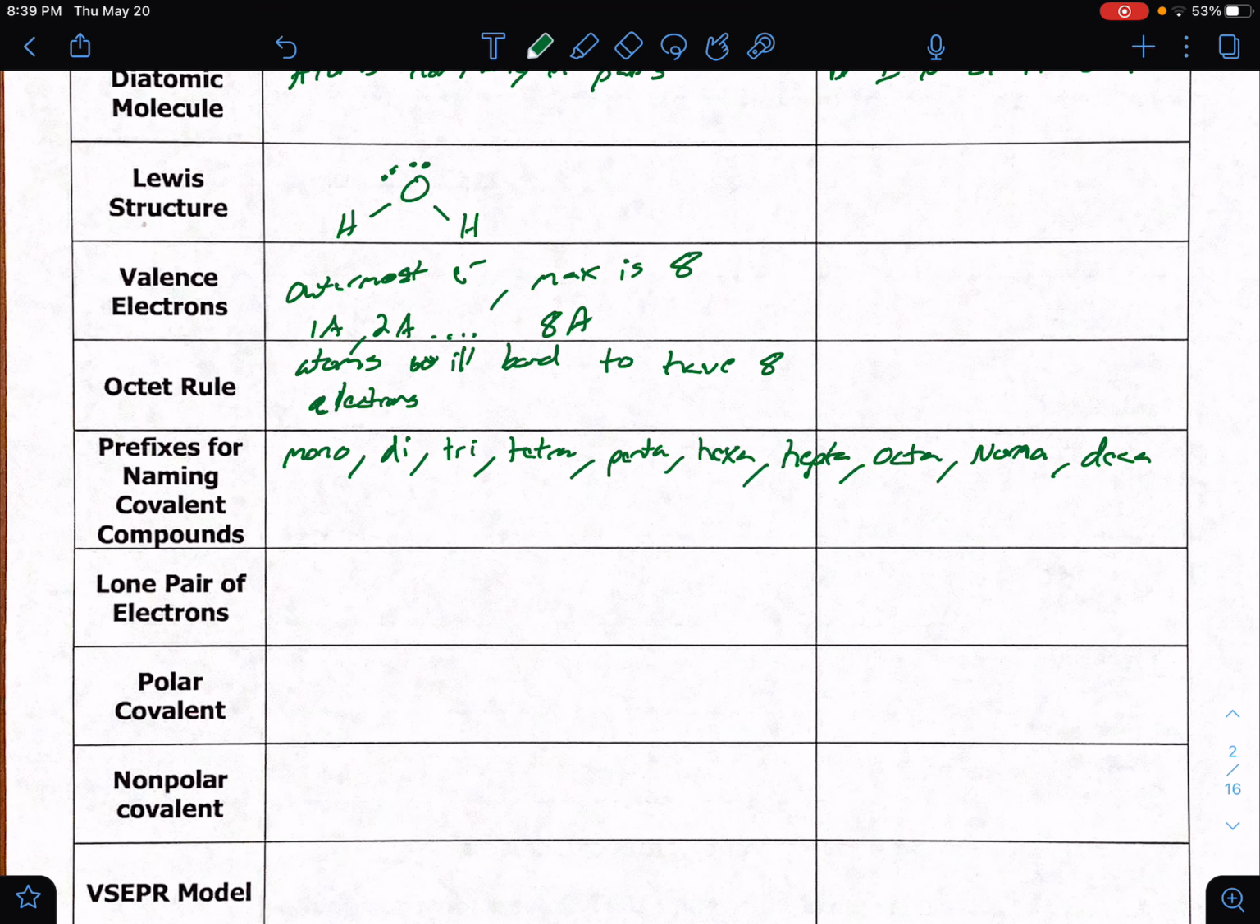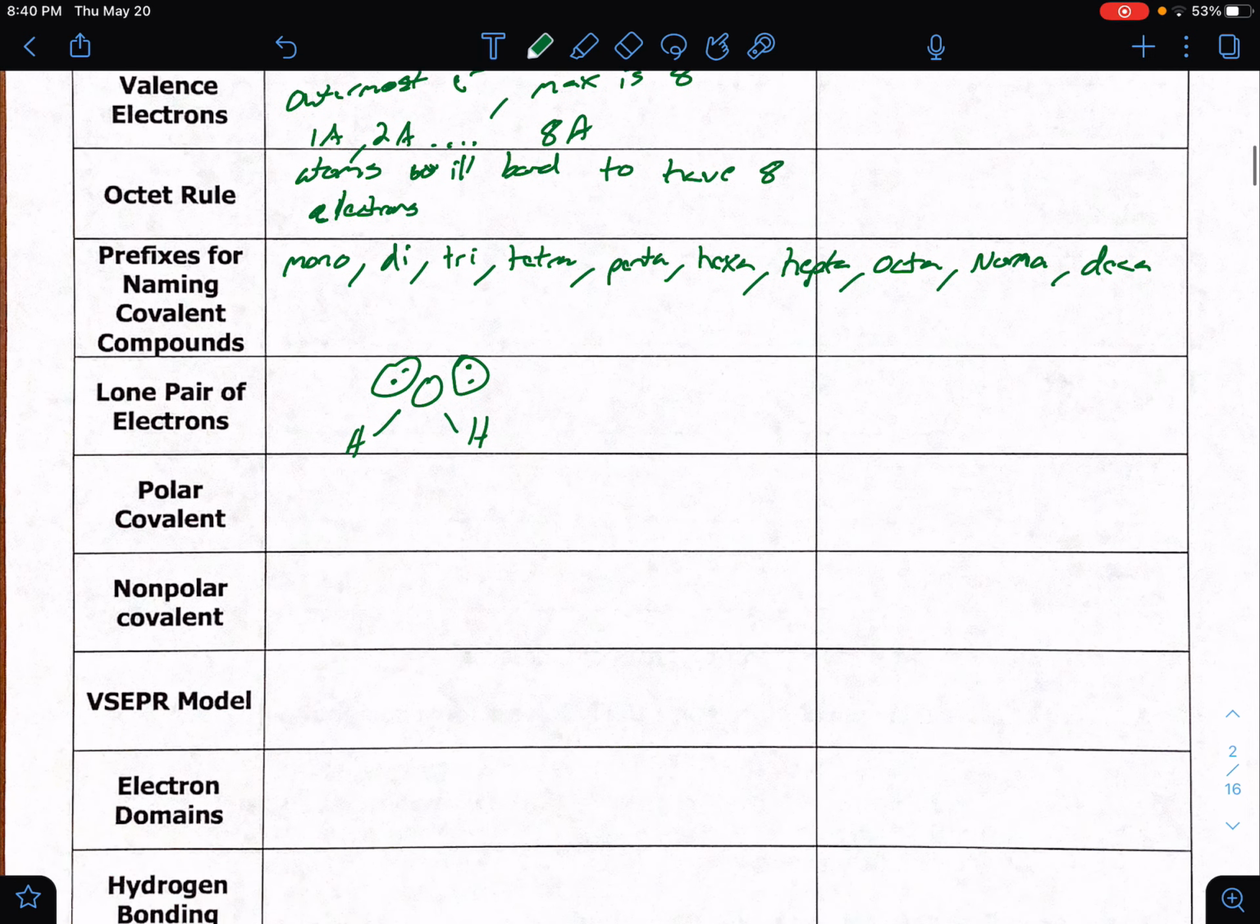Okay, lone pair of electrons, that is just an electron pair that's unbonded on the Lewis structure. So what I mean by that is when the one I had up here, I had oxygen bonded with 2 H's and I had 2 lone pairs right here. These are lone pairs right here. They are just unbonded pairs of electrons.